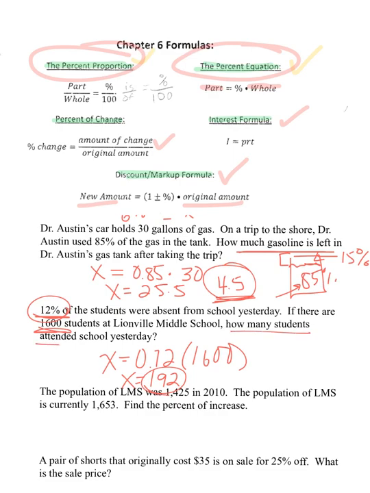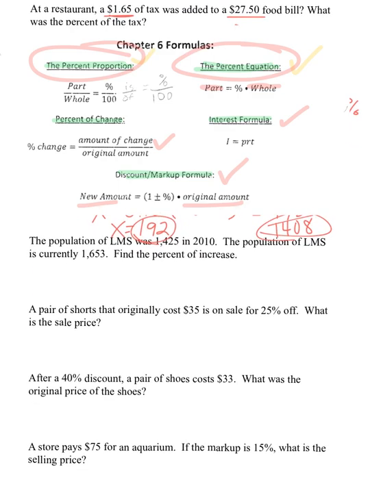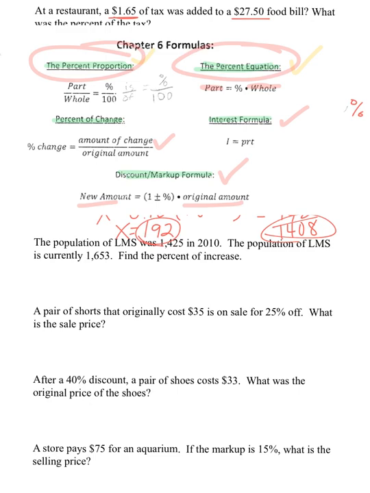How many students attended school? All right, so that's looking for if I had 1,600 and I knew 192 were absent. That means that there are 1,408 that attended school yesterday. Okay, so it's kind of the same concept as the car, where you're looking for, if you knew 12% were absent, that means 88% were there. So you could have figured out what 88% of 1,600 was and solved it that way. So the most important thing you have to remember is, what is this problem asking me to find? So which formula makes sense?